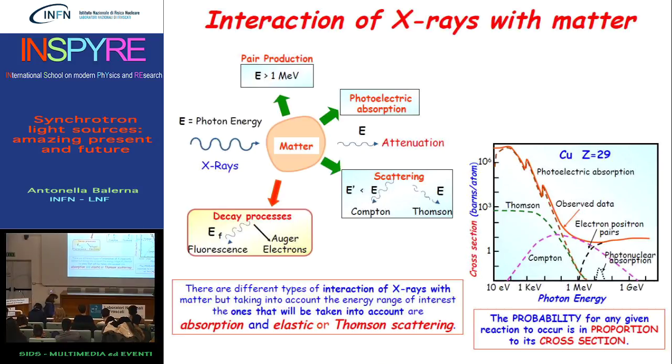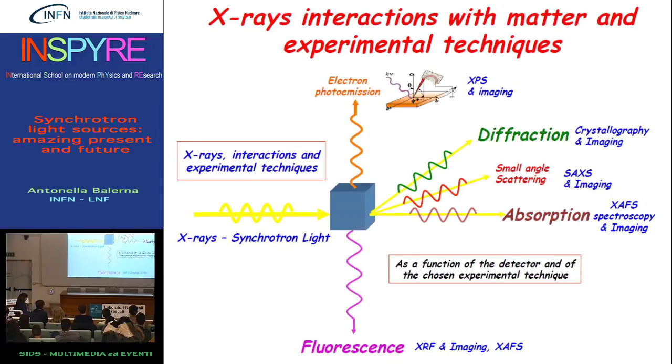As I told you before, many kinds of processes can happen, but in the energy range that we can take into account, the effects that have the highest probability to occur are photoelectric effect and scattering. And as a function of these effects, we can send our light to this black box that represents our sample, and as a function of the different kind of technique I want to use, I use different detectors, but also achieve different kind of information.